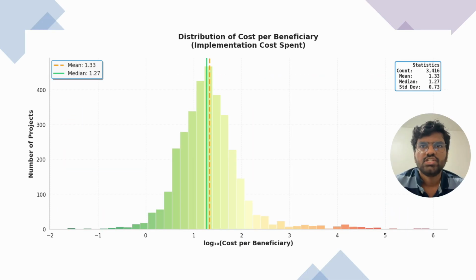This chart shows the distribution of cost per beneficiary across all projects. On a log scale, we see a clear right skewed distribution. Most projects cluster around a relatively narrow efficiency band, but there is a long tail of very high cost projects.